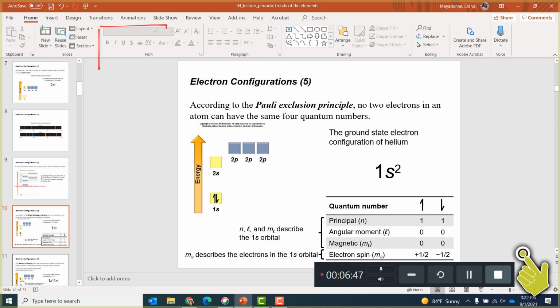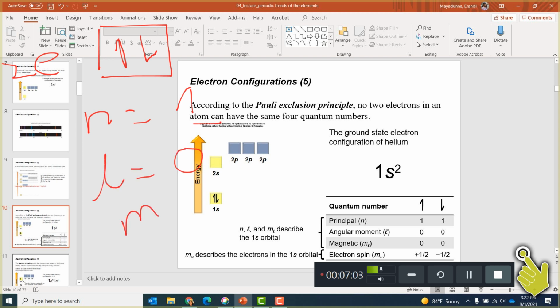Helium has 2 electrons, right? You write them in the closest shell, 1s, up and down. So how do you separate these 2 electrons? The principal quantum number n is 1 for both. L is 0. Ml is 0. Spin, each electron is unique, so there should be a definition. Because of the spin quantum number, this electron is plus half, this electron is negative half.